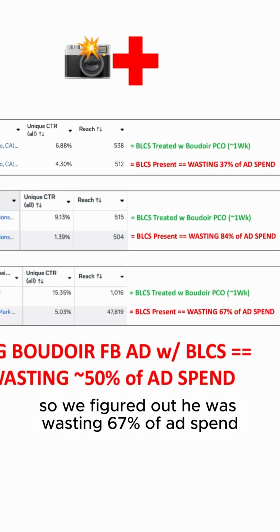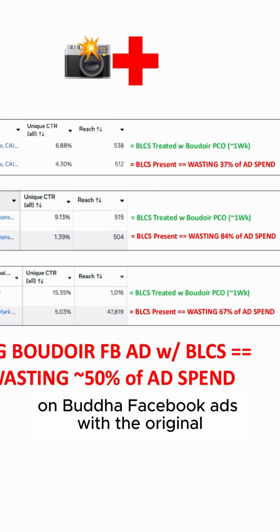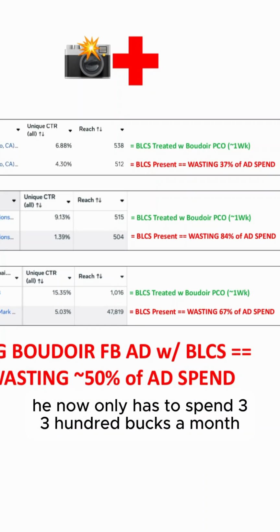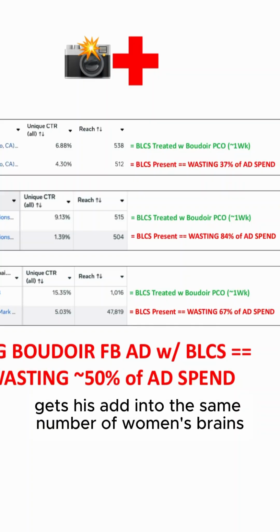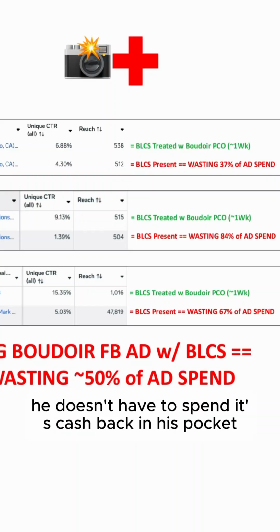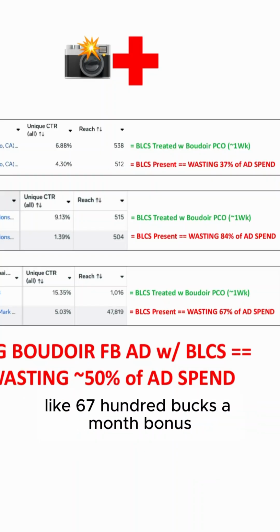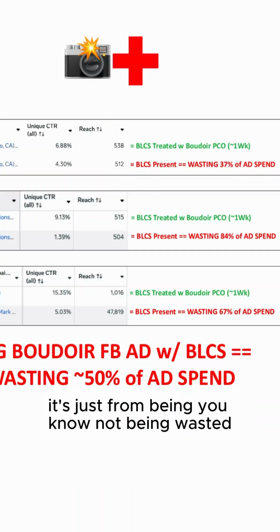So we figured out he was wasting 67% of ad spend. If he's spending 10 grand a month on Boudoir Facebook ads with the original, he now only has to spend 3,300 bucks a month with the Boudoir Pico treated ad, and he gets his ad into the same number of women's brains. So it's 6,700 bucks a month he doesn't have to spend. It's cash back in his pocket, like a 6,700 bucks a month bonus. Doesn't have to service any clients. It's just from not being wasted.